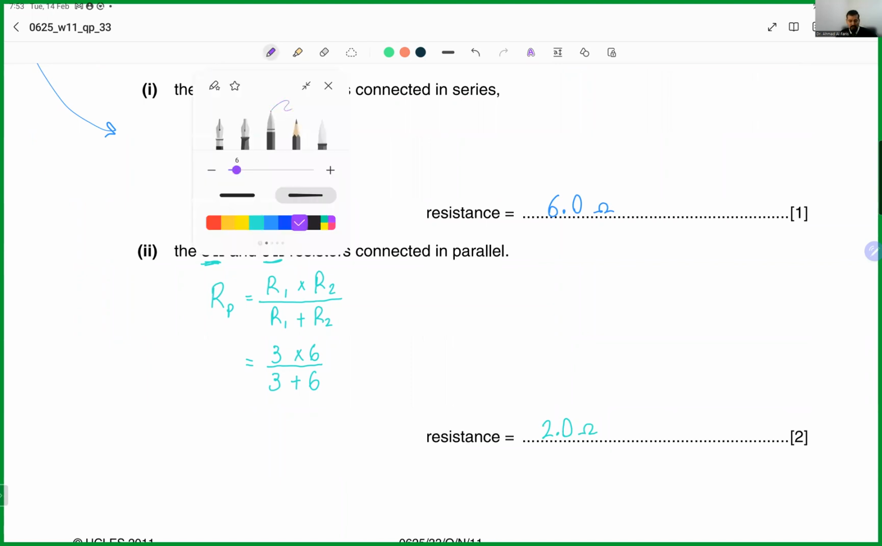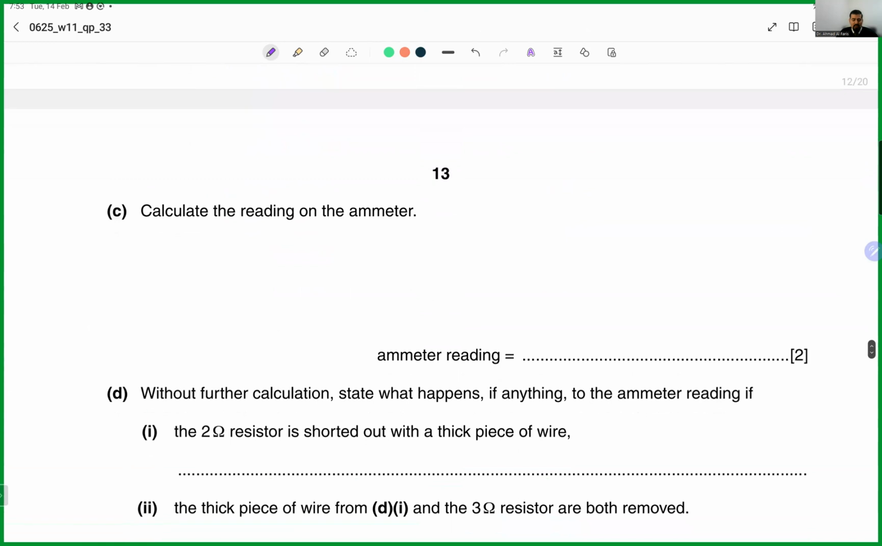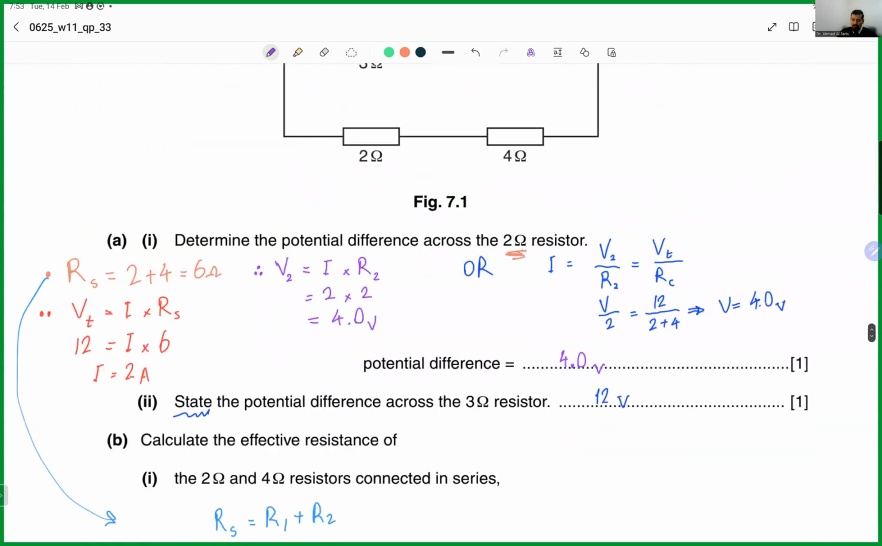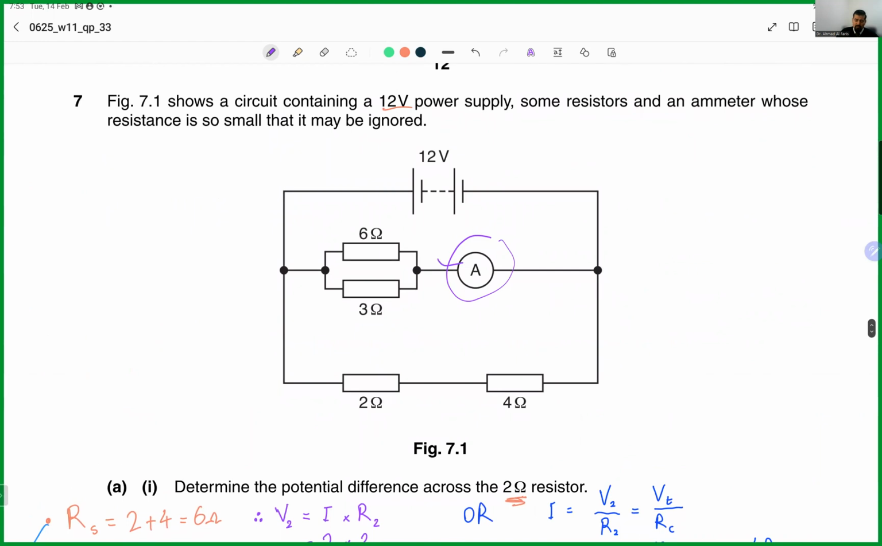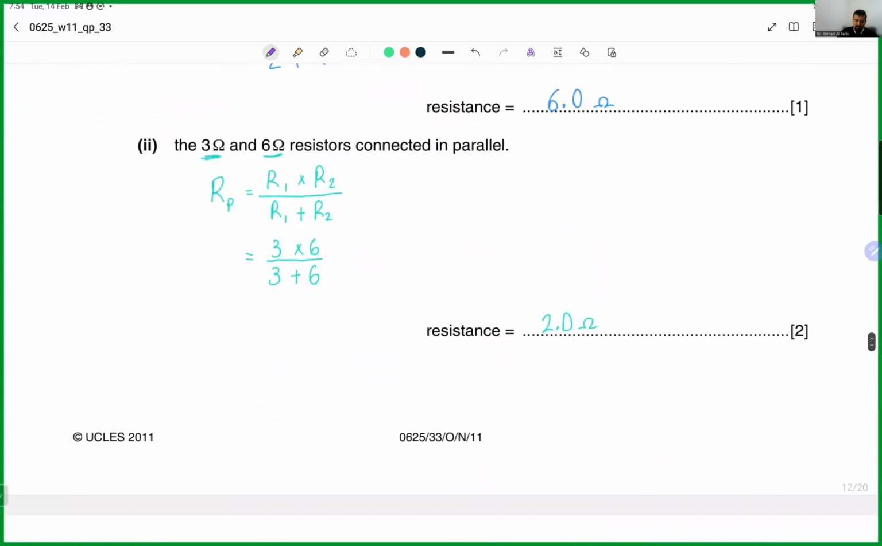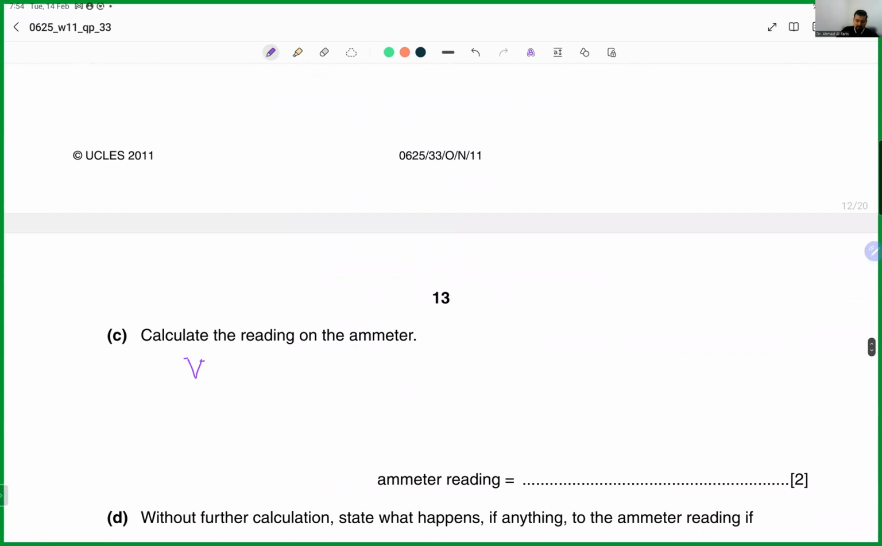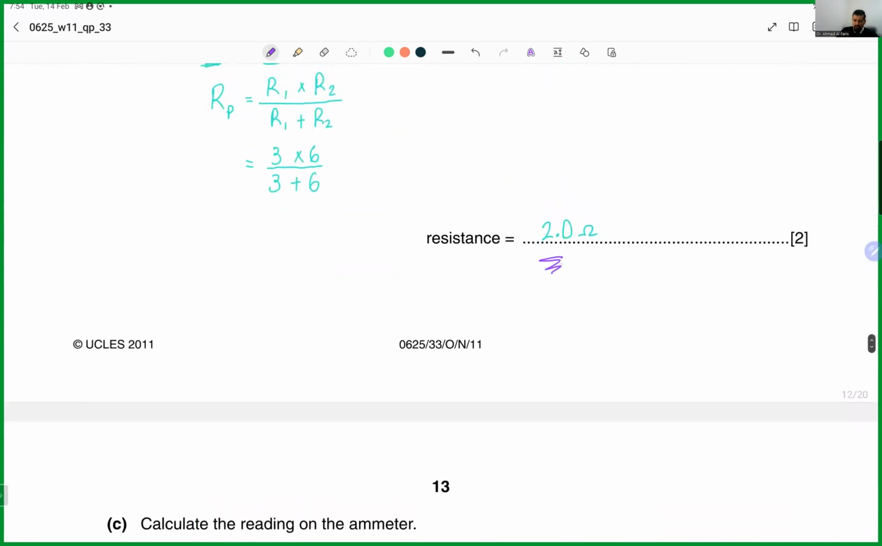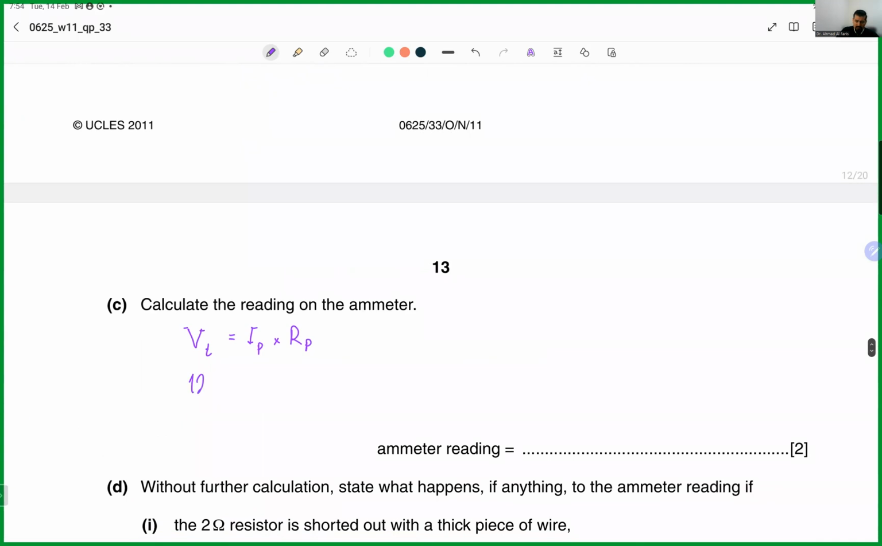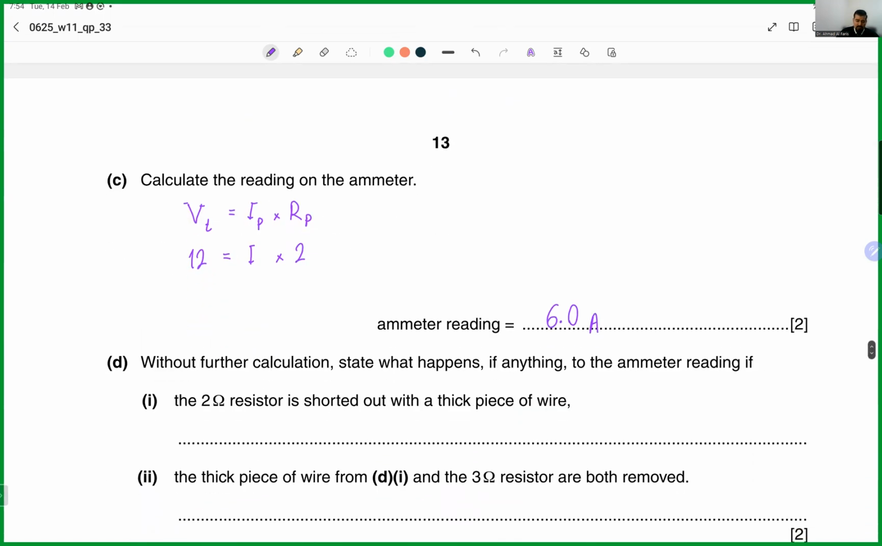So far, it's easy, right? Okay. Calculate the reading of the ammeter. The reading of the ammeter is the current through both parallel resistors together, and the voltage across the whole circuit is 12 volts. So V total equals I for these 2 in parallel multiplied by R in parallel, which we just found, 2 ohms. So 12 equals I multiplied by 2, and the reading of the ammeter will be 6 amperes.